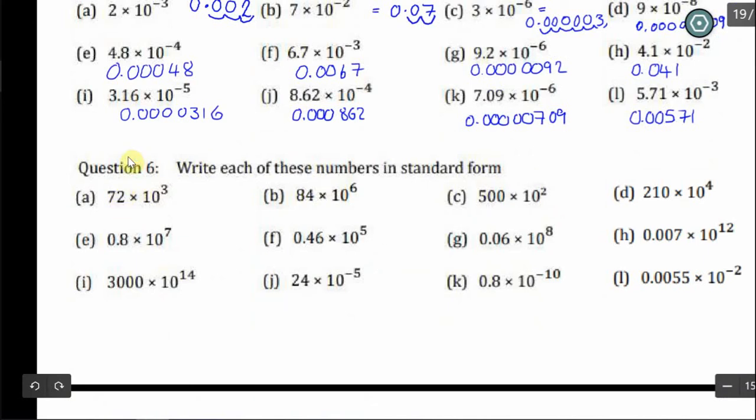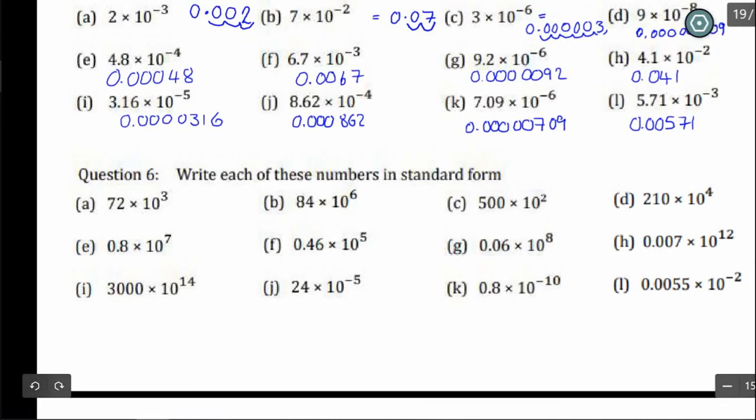So here's my way of doing these. You don't have to use the same method, but there are many ways of explaining it. 72 I could change to be between 1 and 10 by moving the decimal point to there. So 7.2. Now if I think about what I've done to that, I have divided by 10. Now I can't just divide a part of a number by 10 and expect it to be the same number. I've changed it. So to account for that change, to make sure the whole number hasn't changed altogether, I need to times this part of the number by 10.